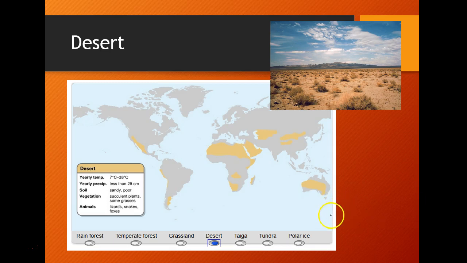We also have the desert, and the desert is known to be, in some cases, cold, but also pretty warm too. Very little rainfall, very dry. There's not great soil, and most of the vegetation are succulent plants that are adapted to the dry environment. And the animals, lots of reptiles like lizards, snakes, and as well as foxes.